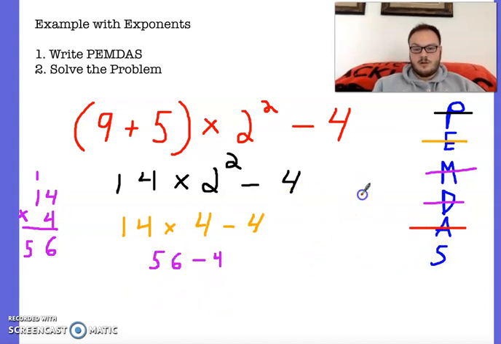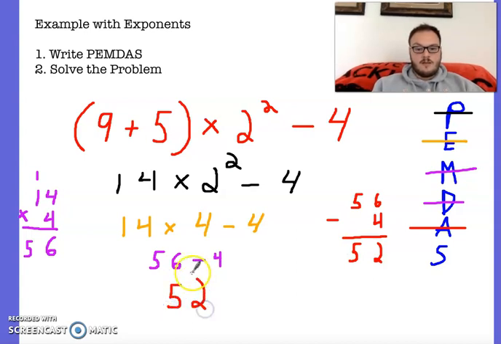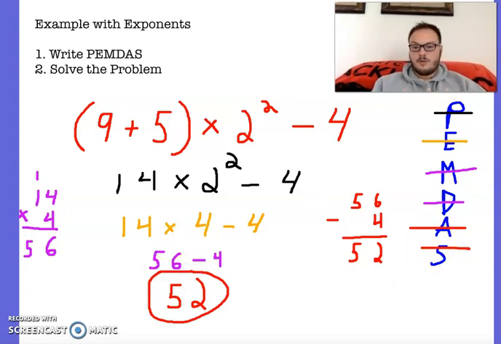And again, if I'm struggling, I'll write it off to the side. 56 minus 4. 6 minus 4 is 2. 5 minus 0 is 5. So 52 is my simplified answer. I'm going to circle it, box it, whatever I can to remember it. And I've worked through all of the orders of operations.